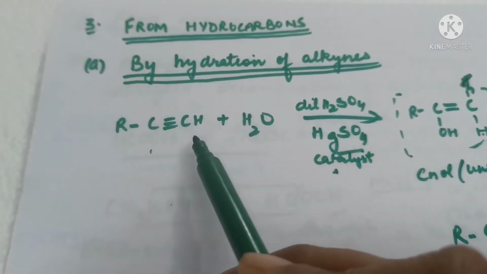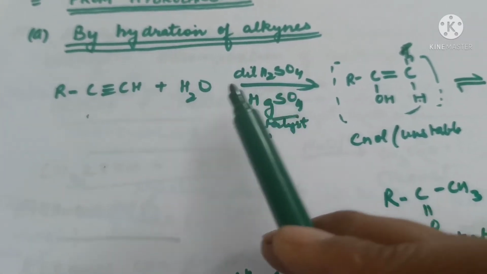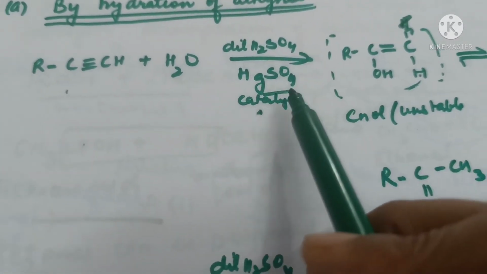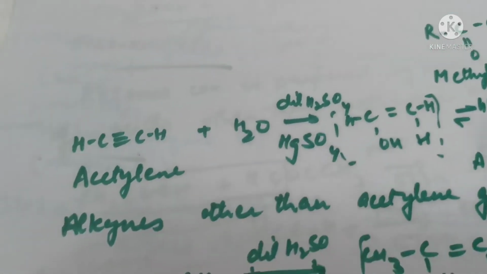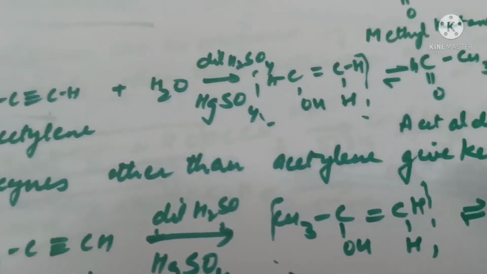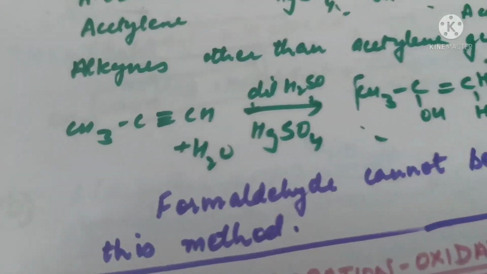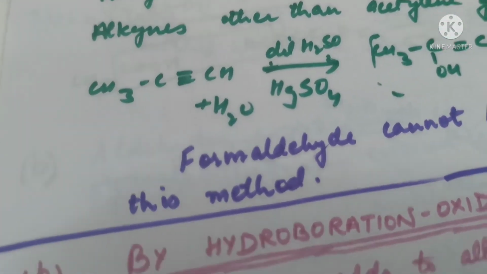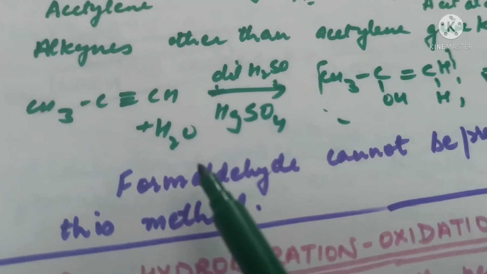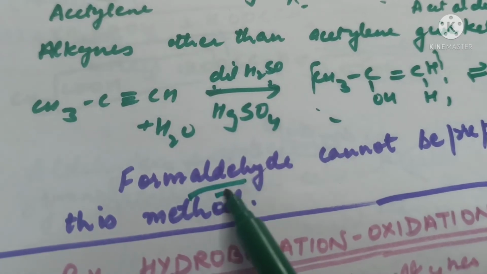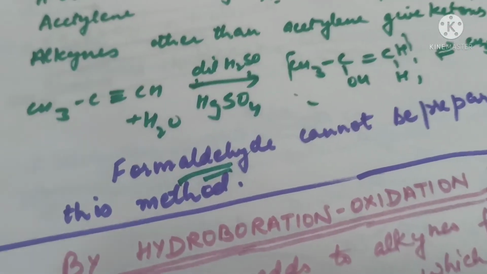So when terminal alkyne is hydrated with dilute sulfuric acid and mercuric sulfate, ultimately methyl ketones are formed. Acetylene will form acetaldehyde in the same reaction, and if non-terminal alkynes are used, then ketones will be formed. The limitation of the reaction is formaldehyde cannot be prepared by this method.